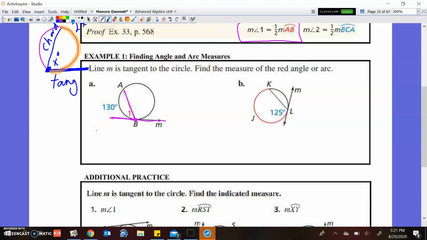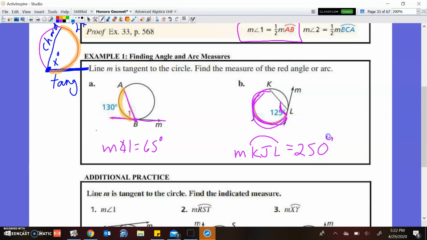So they're giving me the intercepted arc of 130. That means the measure of angle 1 is 1/2 of that. So it's going to be 65 degrees. Okay. In the second one, letter B, find the measure of the red arc, or angle or arc. They're giving me the angle. So that means my intercepted arc, this red portion, is double that. So the measure of arc KJL, and I put the arc above it, and it's 3 letters because it's a major arc, is going to be 125 times 2, or 250 degrees.